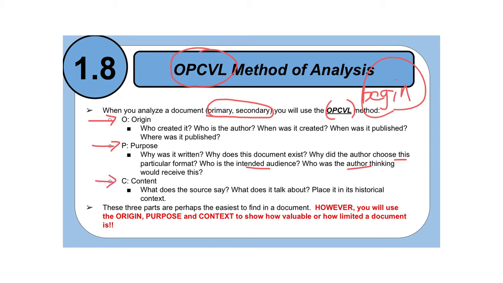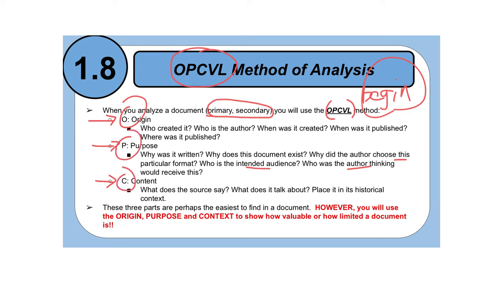And then lastly, we have the content. What does this document say? What's inside of it? What does it talk about? Put it in historical context. Is it part of the Protestant Reformation? Is it part of the Vietnam War? Is it part of the Civil Rights Movement in the United States? Where does it go historically? So when you're reading a document, those are the questions you're going to look at to find out what the origin is, what the purpose is, and what the content is.